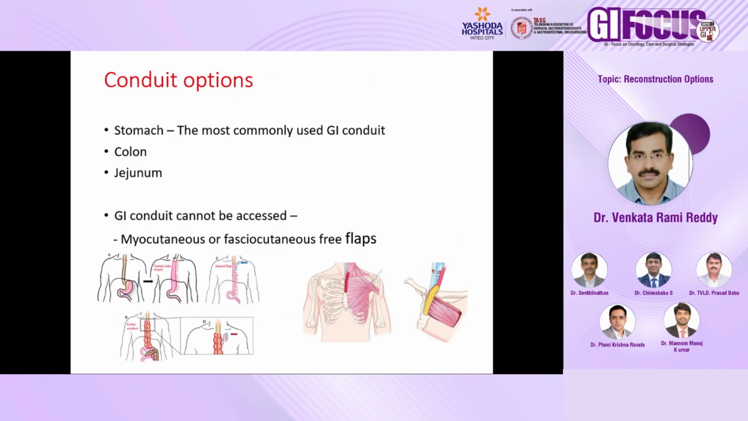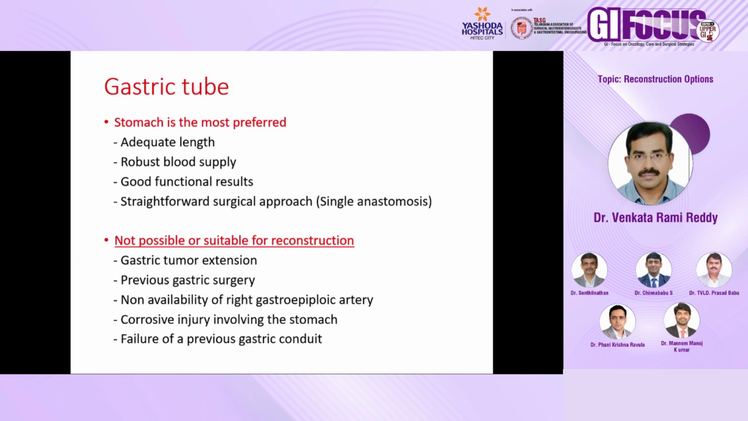So what are the conduits that are available? One is the stomach, second is the colon, and then the jejunum. But the most commonly used one is the stomach. Very occasionally, the myocutaneous and fasciocutaneous ones are used, but nowadays we don't see them at all. Only for some corrosive injuries do we see them, but not in malignancies. The stomach is preferred because you can make a good length out of it. When you mobilize it, you can get an adequate length even up to the pharynx. The stomach has a robust blood supply, good functional results, and it is easy because it is a single anastomosis.